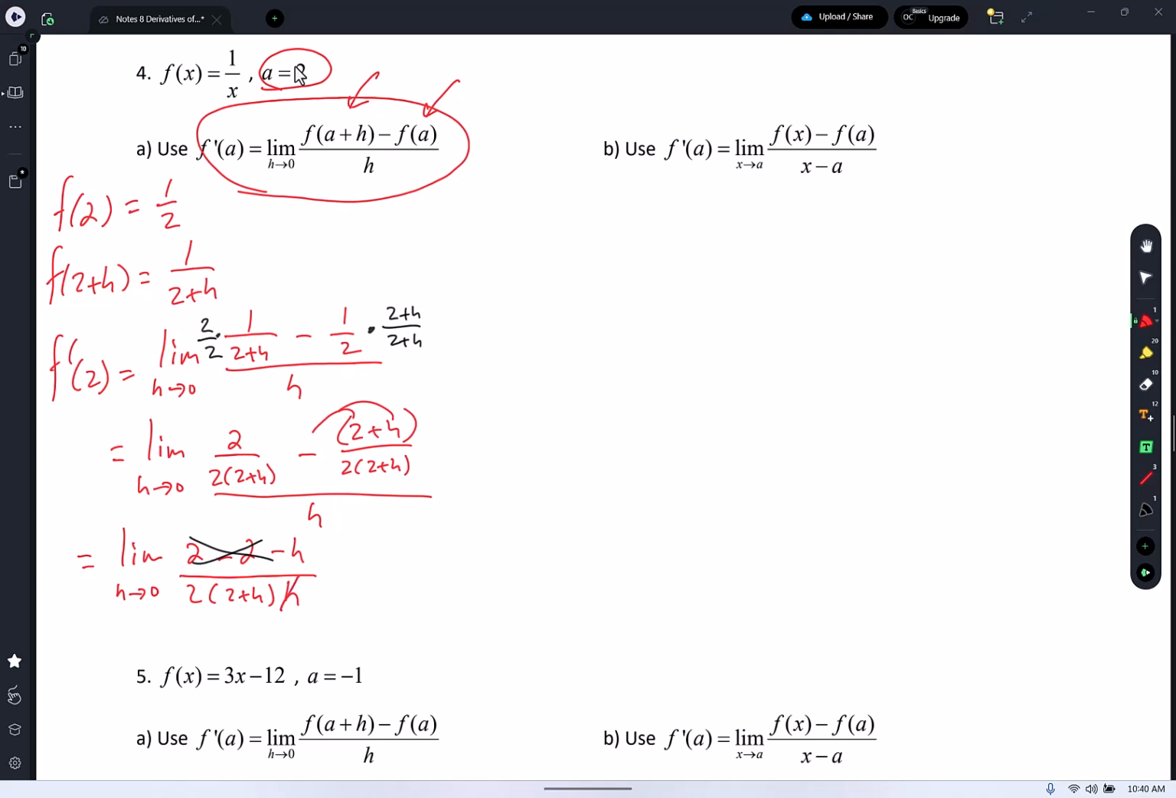All right, the h's cancel out, and now I'm approaching 0. H is approaching 0. What's 2 times 2? So this is negative 1/4. Negative 1 from right here, guys. So that's probably the most common mistake.